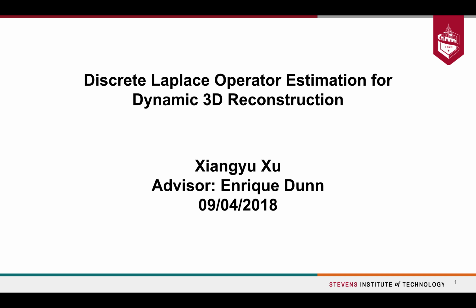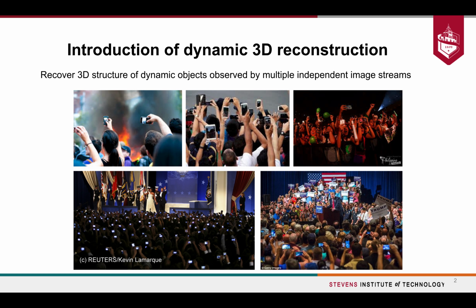Today I'm going to introduce the discrete Laplace operator as an estimation for dynamic 3D reconstruction. First, I'm going to introduce the problem of dynamic 3D reconstruction. The problem is trying to recover the 3D structure of dynamic objects, which is observed by multiple independent image streams. Like in this image, multiple people record some dynamic objects with their cell phones, and we're trying to reconstruct from those 2D observations.